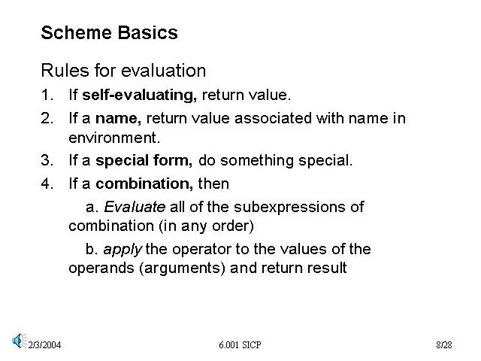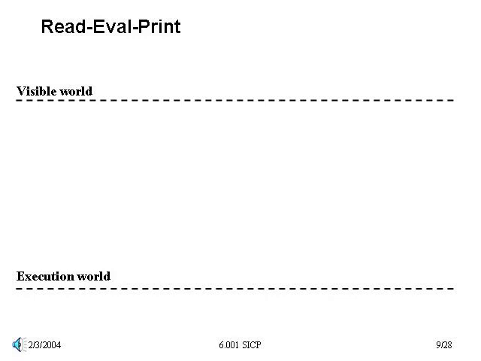So here's a summary of the rules of evaluation we've seen so far. For self-evaluating expressions, return the value. For names, return the value associated with the name in the environment. For special forms, do particularly different things. And for combinations, evaluate all the sub-expressions in any order, and then apply the operator, or first sub-expression's value, to the values of the operands.